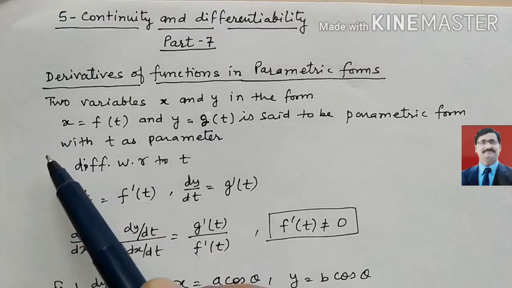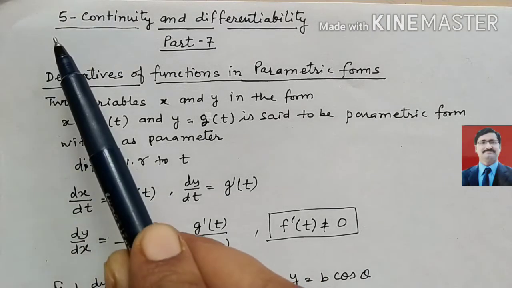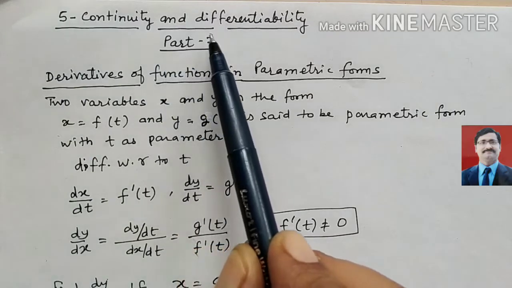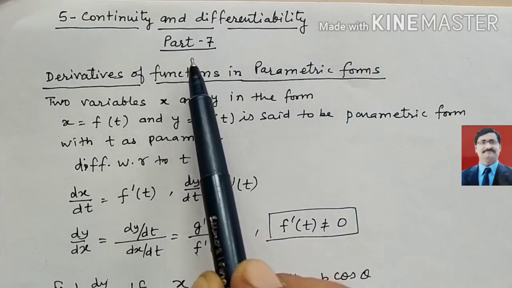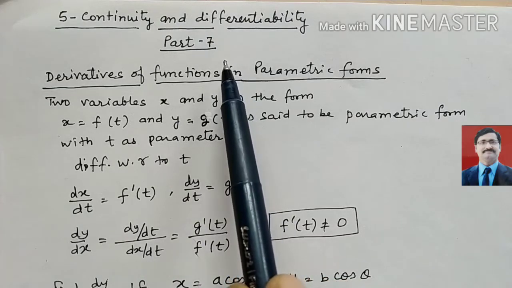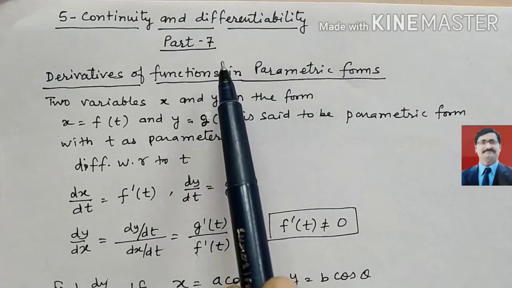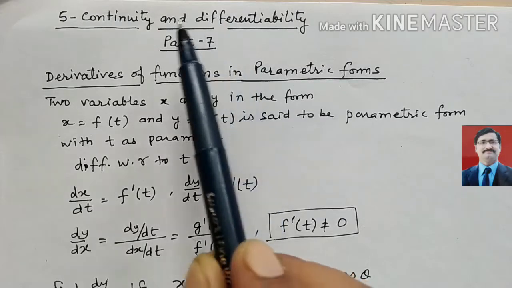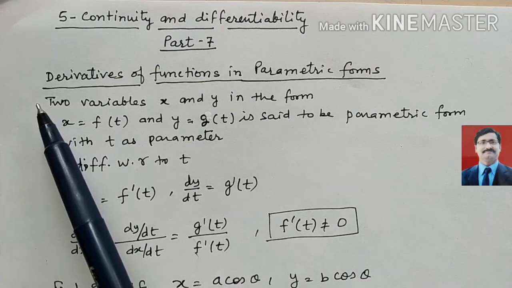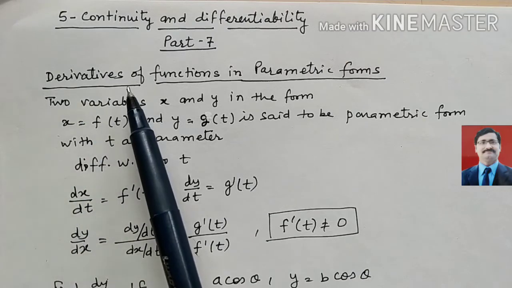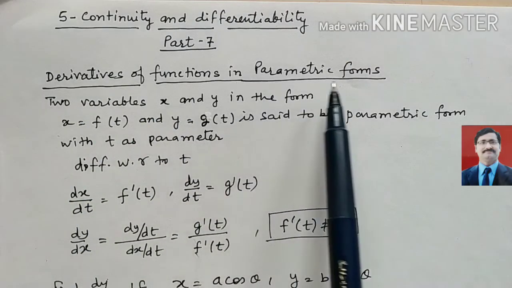Good morning, students. Today we will continue the topic 5, continuity and differentiability. Here today we start part 7, and we completed part 6. So first you will understand parts 1 to 6, then you will see this part 7. Look here. Today we will start the derivatives of functions in parametric form.